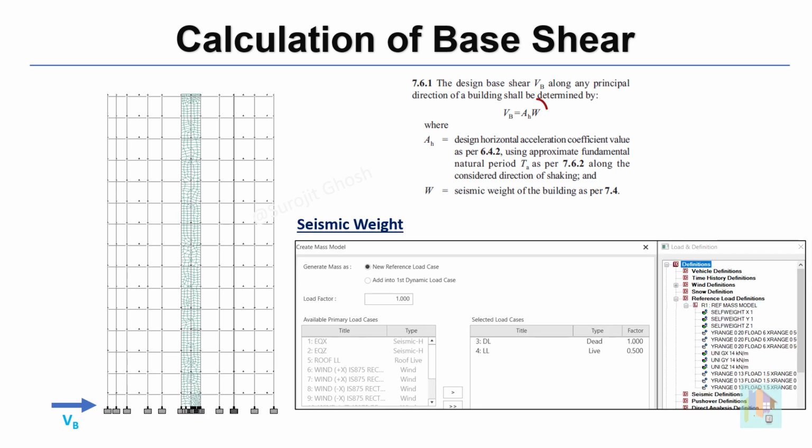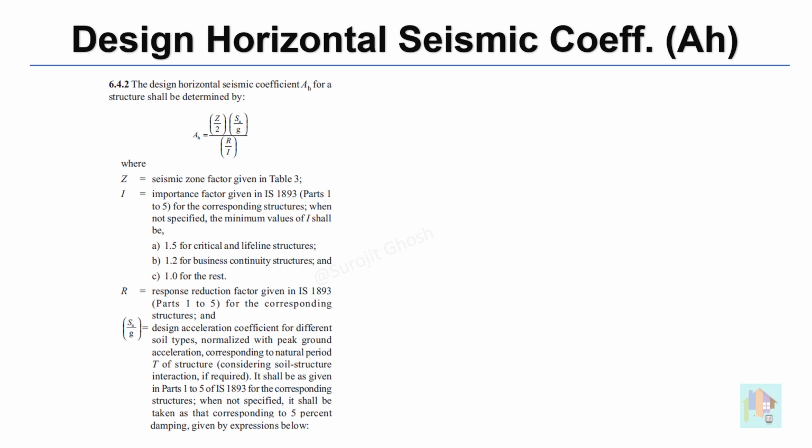We have already covered how we can define seismic weight or mass model for static and dynamic analysis. Today, we will discuss about this AH factor, which depends on the approximate fundamental natural period, TA, and direction of earthquake. As per the inertia equation, we are expecting an acceleration term, right? If we check clause 6.4.2, we can notice this AH is a coefficient which depends on several factors like Z, I, and R, including a design acceleration coefficient SA by G, which is not the seismic ground acceleration.